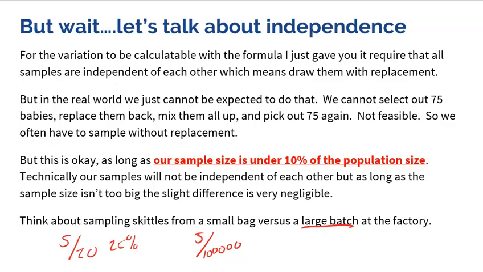And that's where we get this idea. Remember, this all stems from we need independence. We need to sample with replacement, but it's just not feasible. So the rule says as long as your sample size is under 10% of the population size, it's okay if you don't put them back. You'll be okay. There might be a small difference, but it's a negligible one.